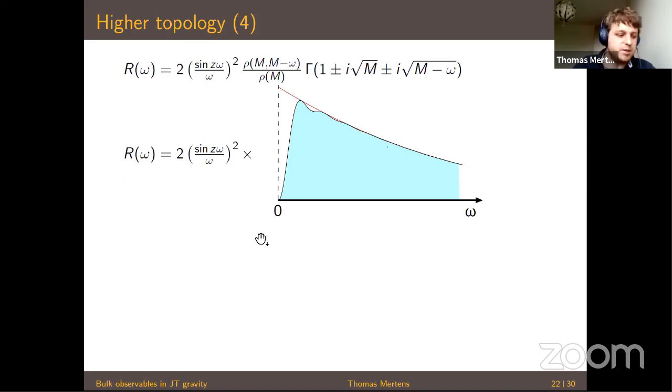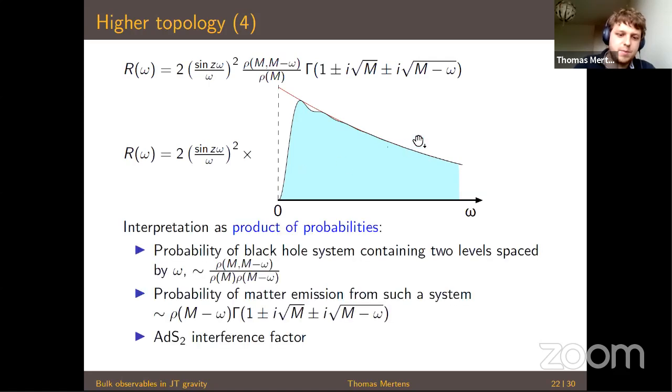So now let's just make a plot. The response rate, up to that interference factor that I don't care about, is given by this bluish shaded region. The line that's on top here is the one where we don't include higher topology or higher genus effects. And then what you can see now is that this response rate has these high frequency wiggles, and then it has this quadratic level repulsion.